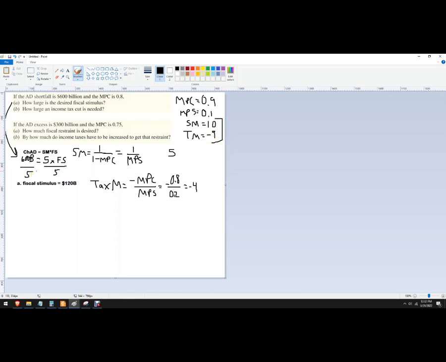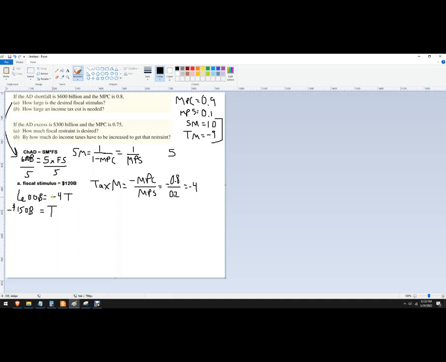But anyway, we do the same thing. We want to get 600 billion in increased aggregate demand. Negative 4 is the tax multiplier. I'm going to call T the tax cut. So it's just 600 divided by 4, and that's 150. So I need to cut taxes by $150 billion. You could write it that way, or you could also say this is a tax cut of $150 billion.